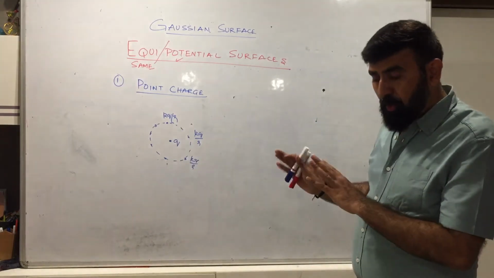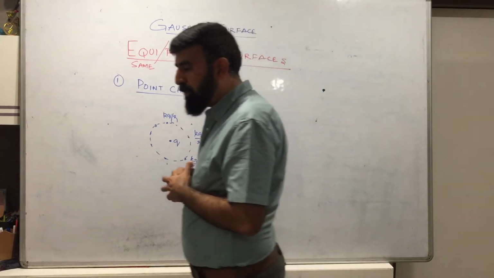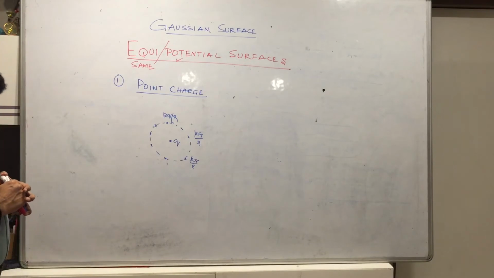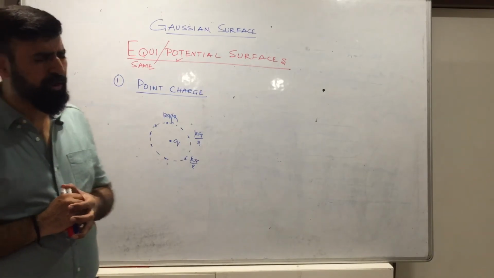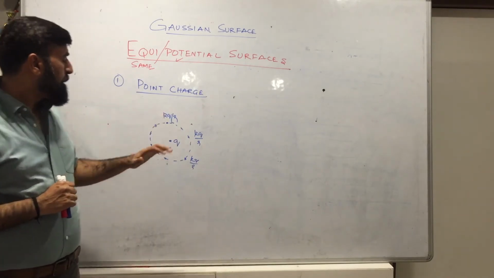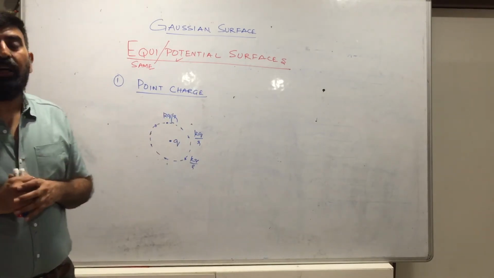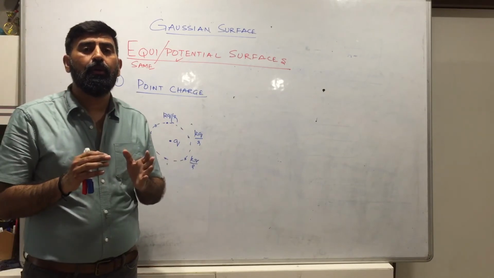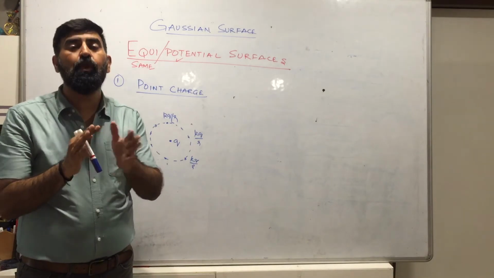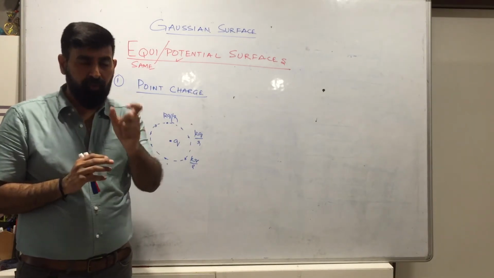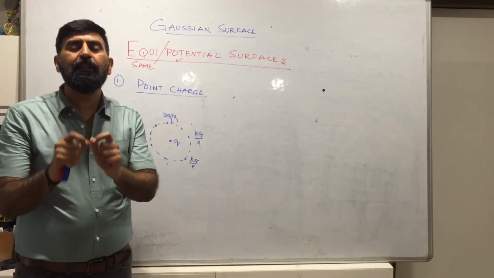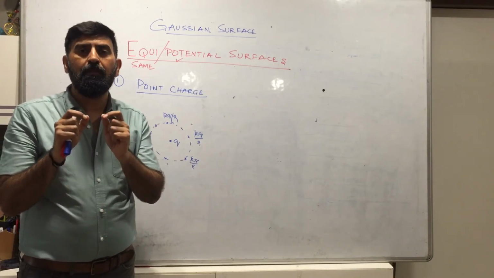Now, the question that is asked in the board exams, was it asked this year? I don't think so. The question was a little different. I'll discuss that question also today. But the question that is asked is, draw the first three equipotential surfaces due to a point charge. Okay, you can note down the question.